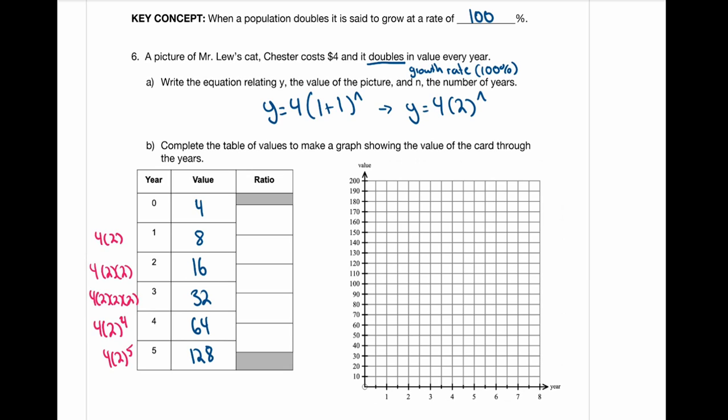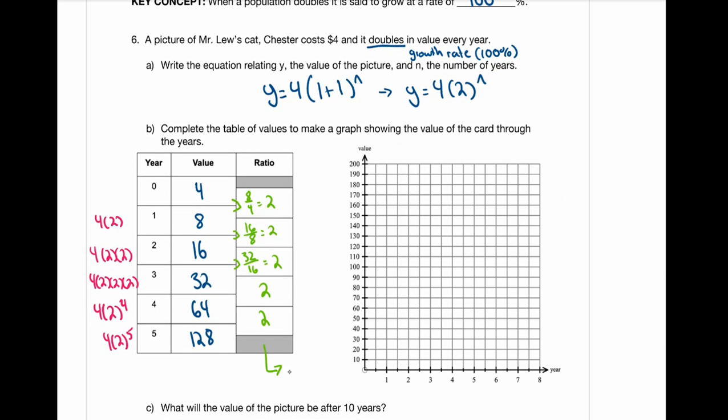For the ratio, again, remember we're dividing bottom over the top. So 8 divided by 4 equals 2. 16 divided by 8 equals 2. 32 divided by 16 equals 2. And we should see that the ratio is the same because it's increasing by that same growth rate, or 100% every time, or it's doubling every year.